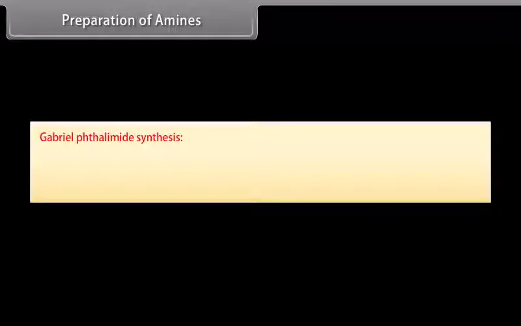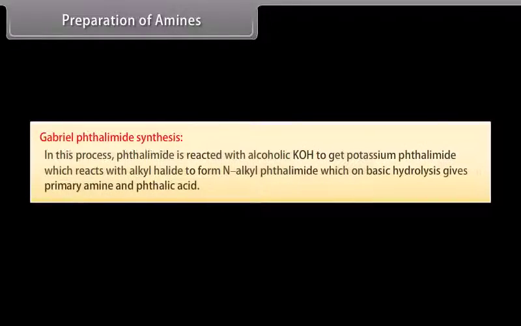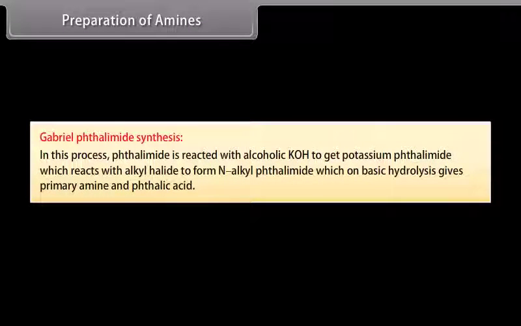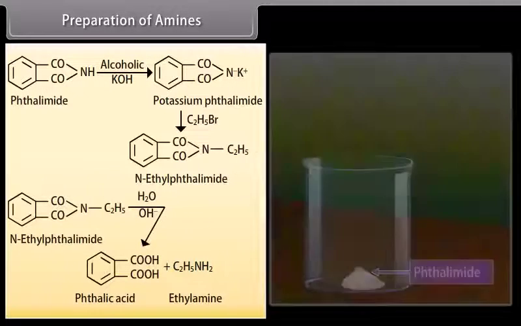Preparation of amines. Gabriel phthalimide synthesis. In this process, phthalimide is reacted with alcoholic KOH to get potassium phthalimide, which reacts with alkyl halide to form N-alkyl phthalimide, which on basic hydrolysis gives primary amine and phthalic acid.